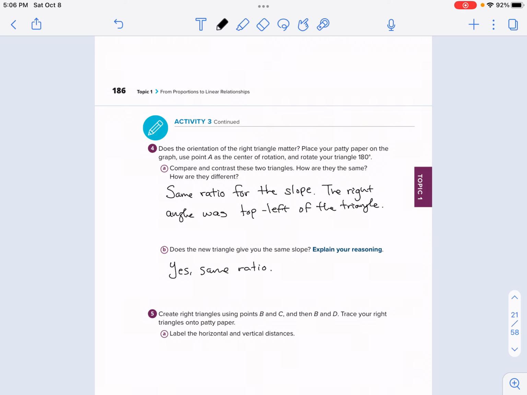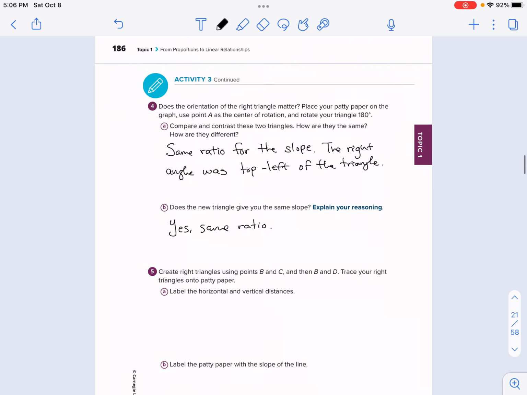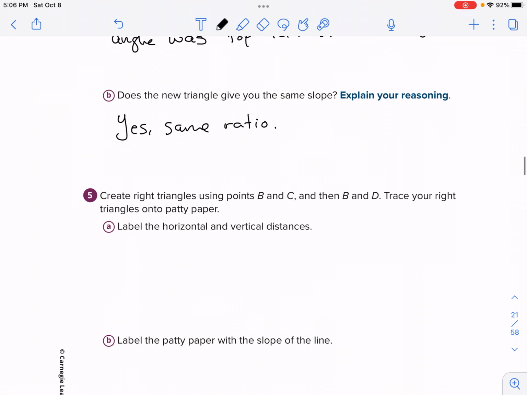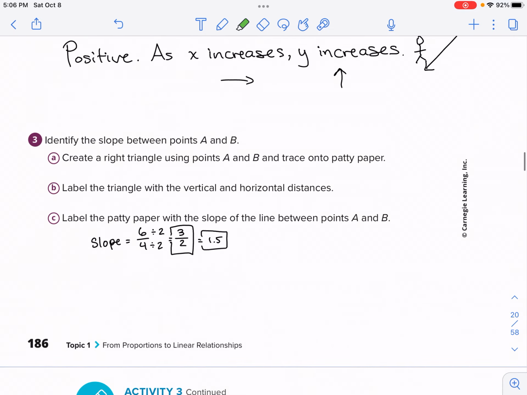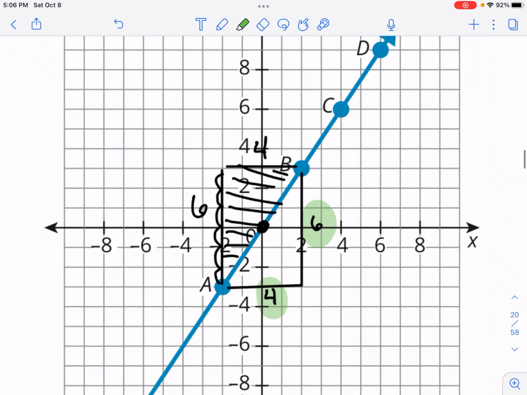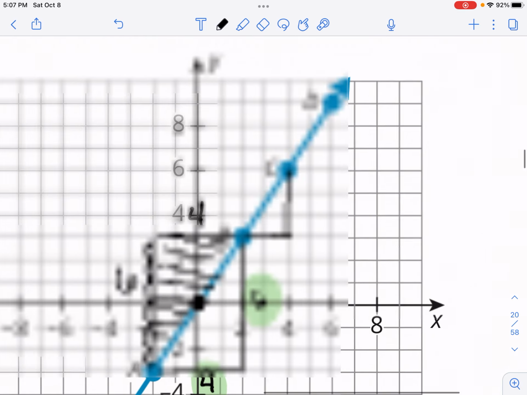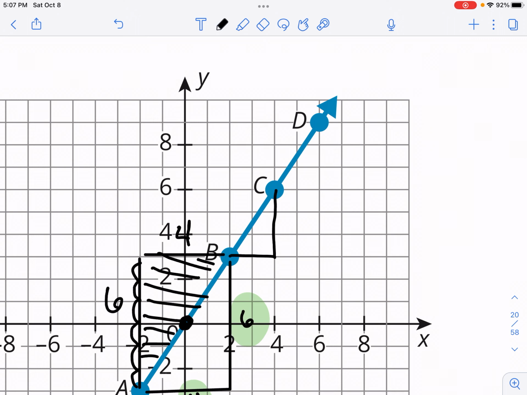Now we're going to further explore this line with other points here. Number 5, it says create right triangles using points B and C, and then separately we'll go with B and D. It says trace it, but we'll leave it at that. So BC, BD, I'll try to remember that. BC, so B's right here, C's right here. Doesn't matter which way we draw it. I could go up and right. I'm going to go right and up. I'm also supposed to connect B and D. You know what? I'll go above the line for B and D.